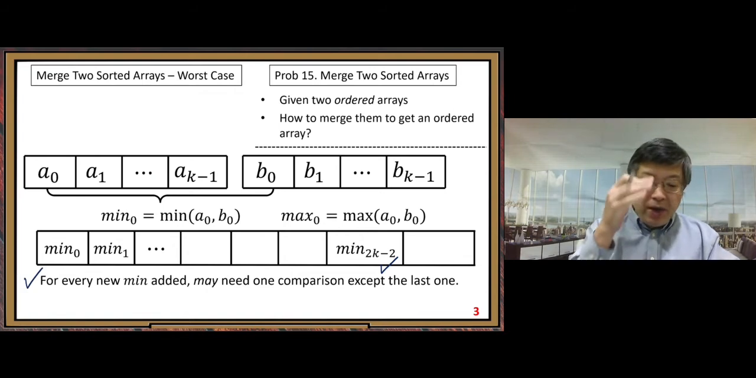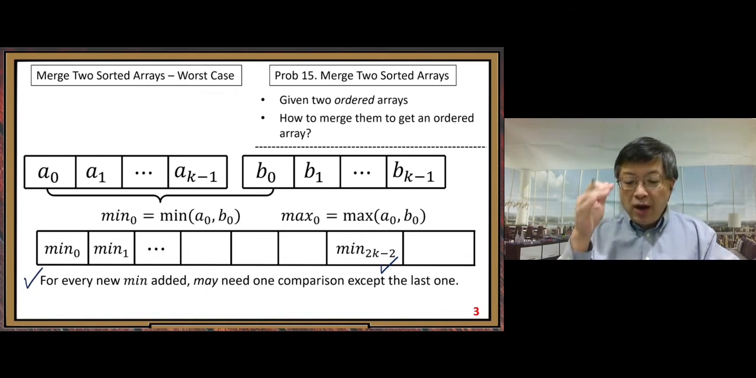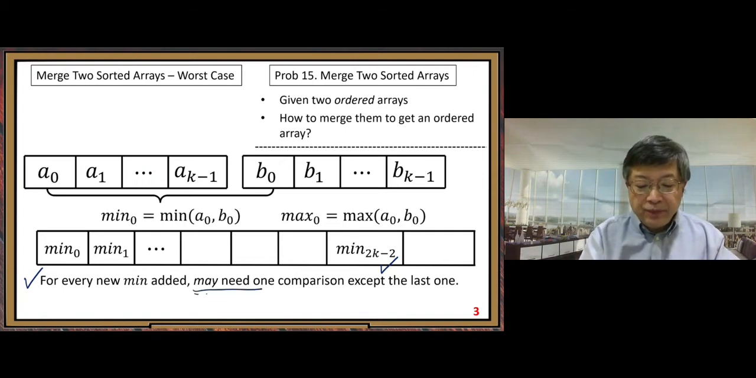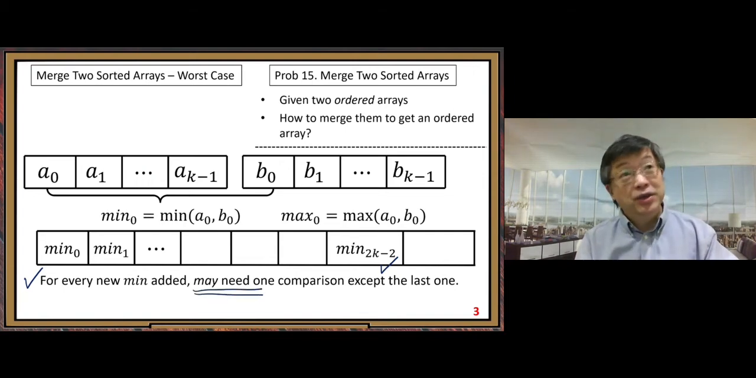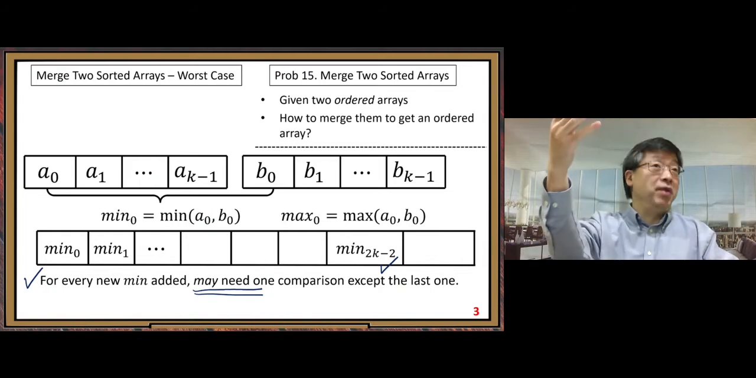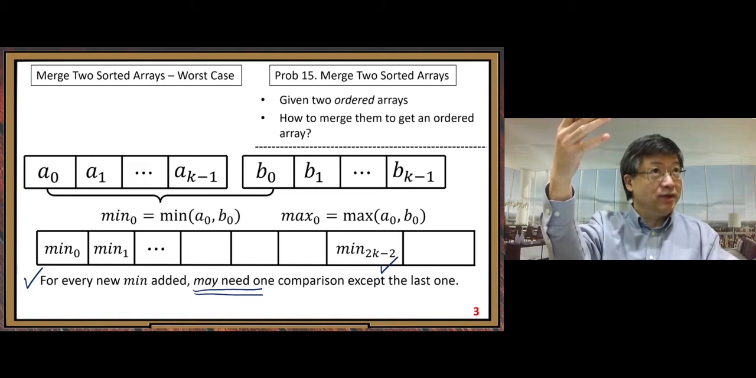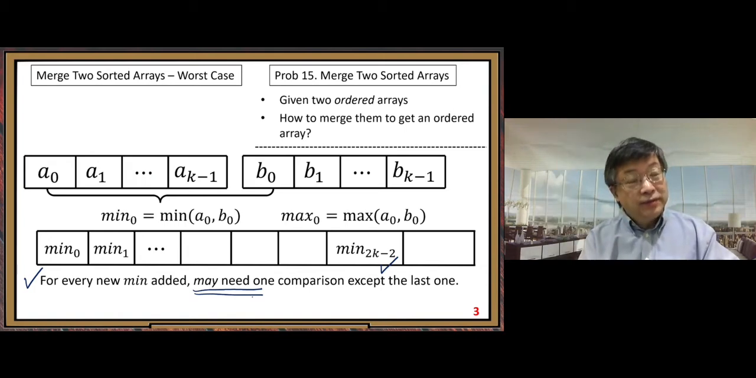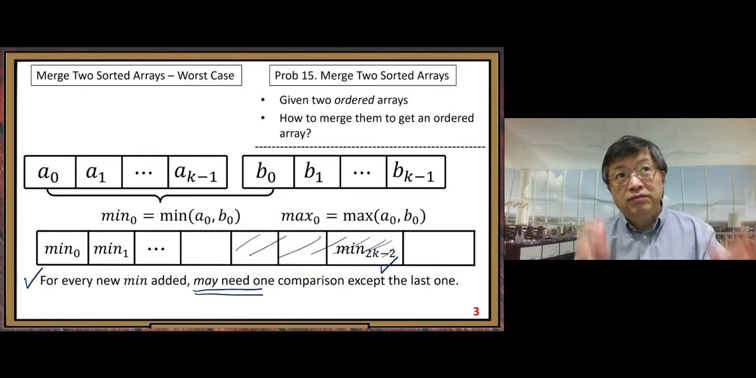For every new min added, we may need one comparison. May need one, because sometimes we do not need. Later you will see sometimes we can put elements in place without doing any comparison. That could happen. Comparison except the last one. The last one we never need to do comparison. For some elements before the last one, sometimes we need to do comparison and sometimes we may not need. It depends on the situation.